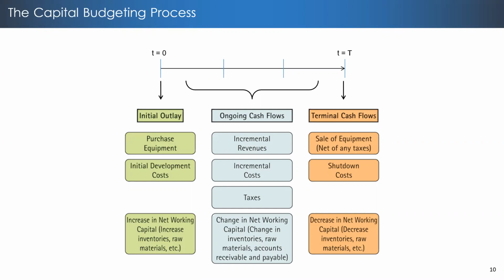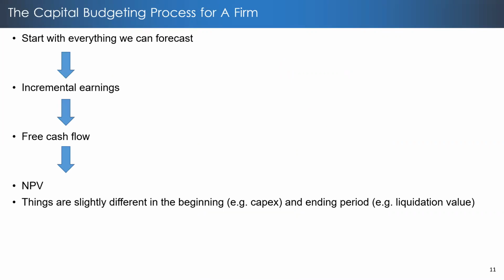So that's what we'll generally see at the end of the project, or at the end of the business. This is basically the big picture of a business capital budgeting process. There are 3 different stages, and there are likely three different kinds of cash flow patterns that will happen in different stages. What we will do is start with everything that we can forecast as carefully as possible. In step one, we're going to arrive at incremental earnings.